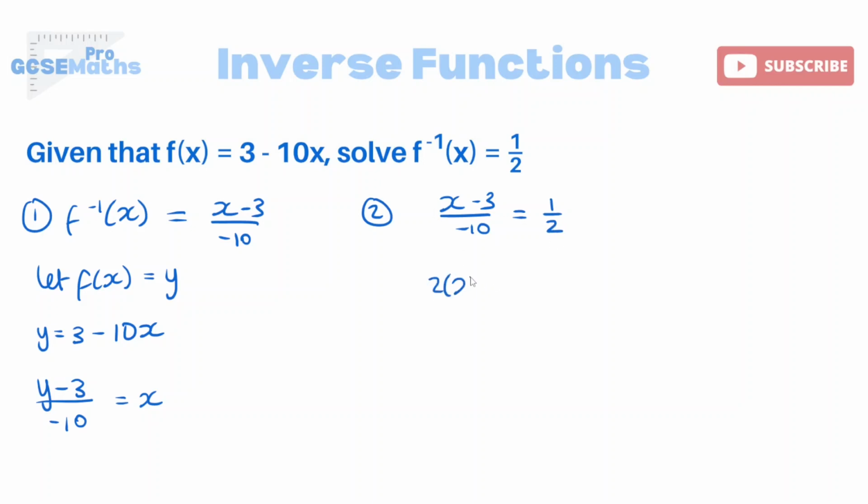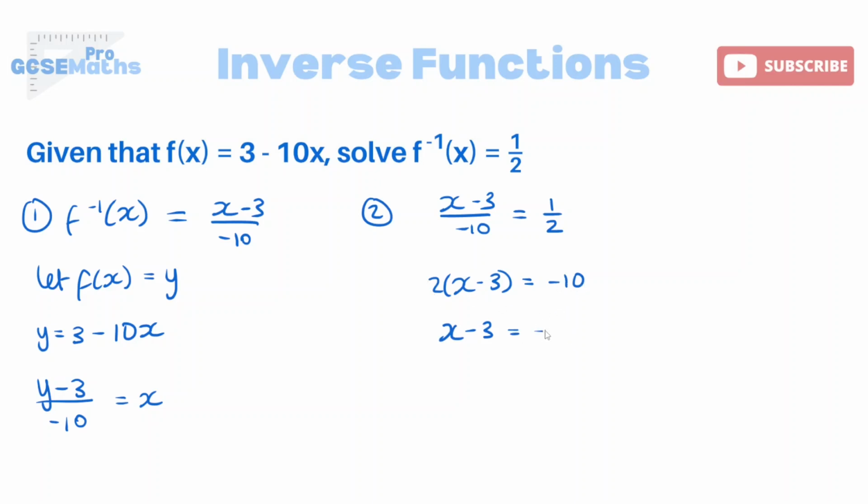So I'd have 2 times (x minus 3). And at the same time, multiplying by minus 10. 1 times minus 10 is minus 10. So I've just cancelled out both denominators in one step. Now, either you can expand the brackets or I'm just going to divide by 2, so I don't have to expand. So both sides divided by 2.